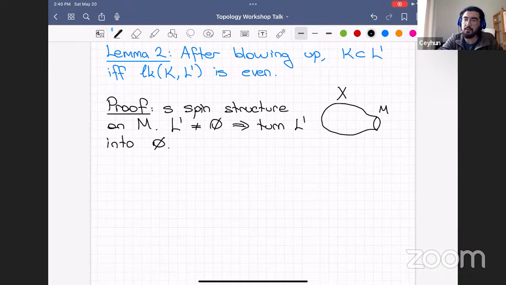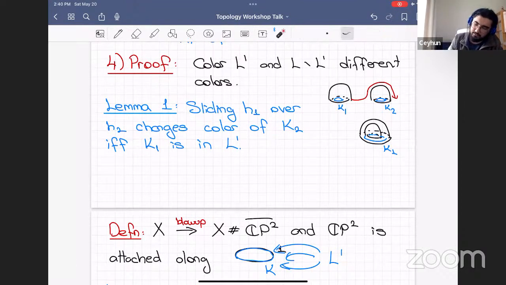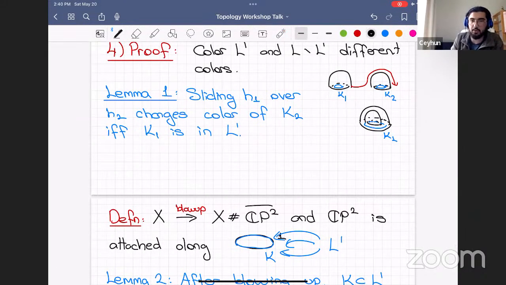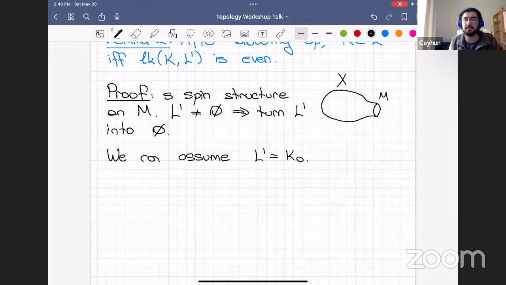So first of all, with lemma 1, we have H1, H2, we slide it over, and if K1 is in L prime, then K2 is going to change color. So choose a component K1 of L prime and slide it over every other component of L prime. All those components will be out of L prime at the end, and you're going to have just K1 left in L prime, which is going to be the only component of the sublink. So we can assume L prime is just a knot K0. It's not a link anymore. We can assume that because we got rid of all the other parts, and we are not changing anything. When we handle slide, we are not changing the boundary. When we blow up, we are not changing the boundary.